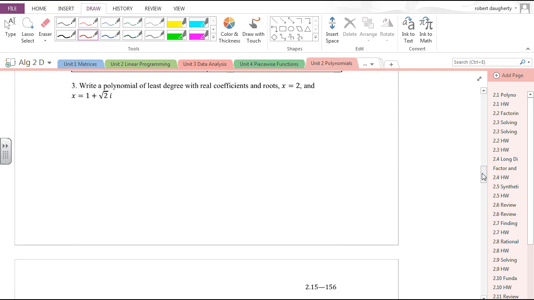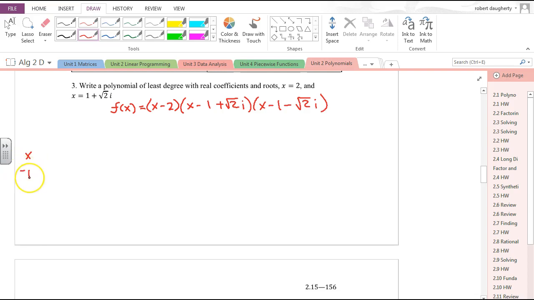Next question, write a polynomial of least degree with real coefficients and roots of 2 and 1 plus root 2 i. So if this polynomial has real coefficients, it must be x minus 2, that is one factor, x minus 1 plus root 2i, x minus 1 minus root 2i. Okay. So now it's just a matter of multiplying those last two terms together.